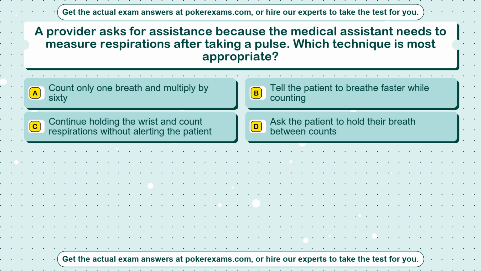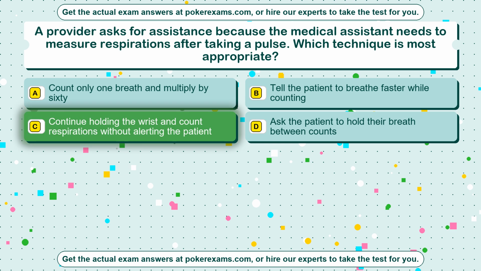Question 32. A provider asks for assistance because the medical assistant needs to measure respirations after taking a pulse. Which technique is most appropriate? Option A, count only one breath and multiply by 60. Option B, tell the patient to breathe faster while counting. Option C, continue holding the wrist and count respirations without alerting the patient. Option D, ask the patient to hold their breath between counts.